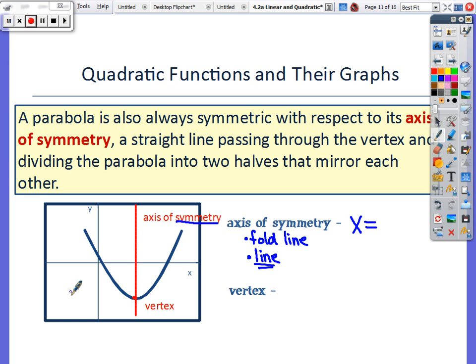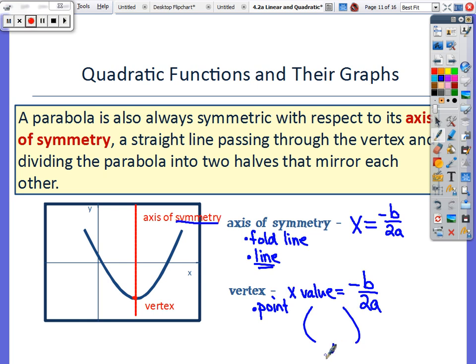Now, what is the x value of the vertex? Well, we'll introduce that right now. The x value of the vertex is the opposite of b over 2a. That would be the x value. So what does the axis of symmetry equal? The opposite of b over 2a. Now remember, the vertex is not a line. The vertex is a point. It's an ordered pair. And so what we're talking about here is the opposite of b over 2a is the first coordinate of that ordered pair. And so that is the opposite of b over 2a.